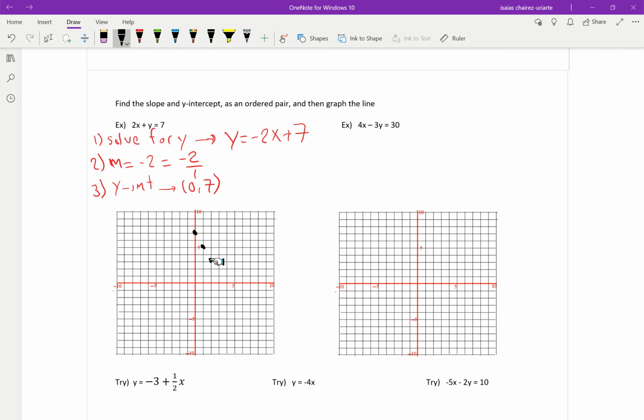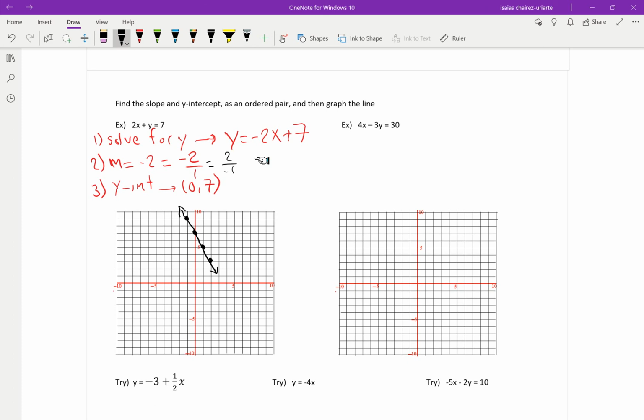And by the way, just as I went down 2 and to the right 1, I could have also gone up 2 and to the left 1. That would have given me this point. Remember, you can also think about it as 2 over negative 1, so then you go up 2 and to the left 1. It doesn't matter how you think about it. All right, so some situation like that. Let me not forget to draw my arrows. And I think that's the line that I'm interested in right there.